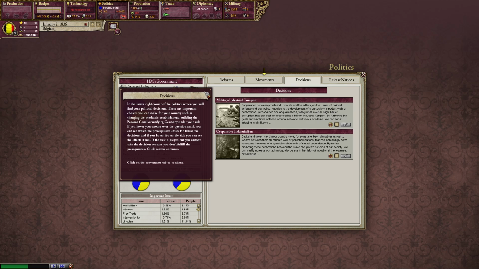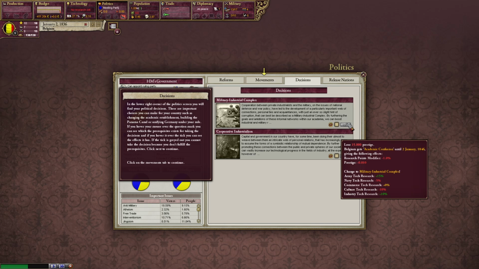So, for example, the military-industrial complex. You have to have at least a prestige of 45 and have a higher military score than 100. Now the tick: you lose 15 prestige. You get academic confusion until 2nd January 1846. Your research points modifier is minus 1%. Your prestige is minus 0.01.